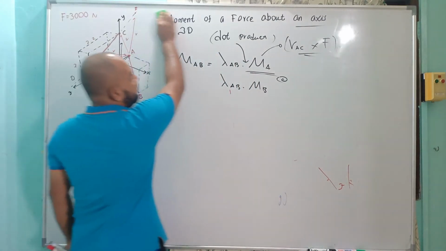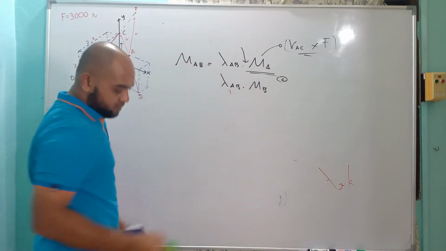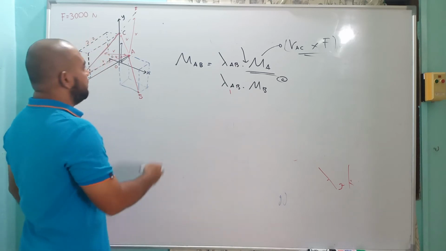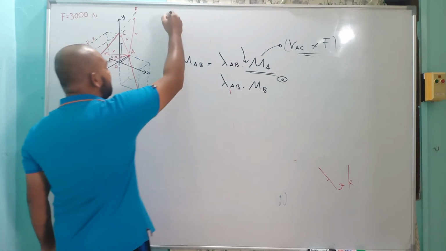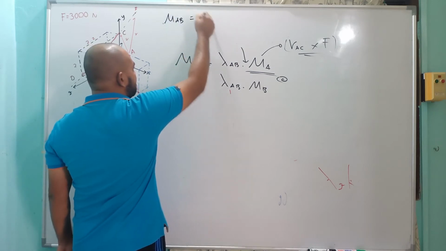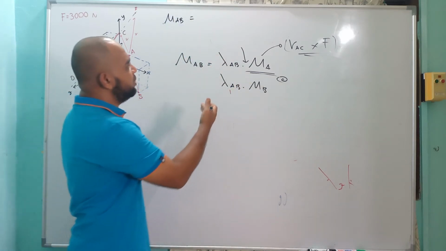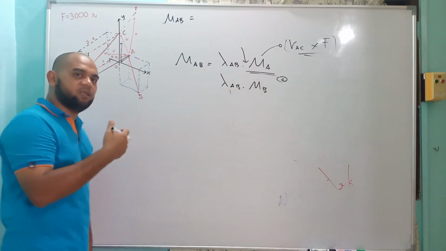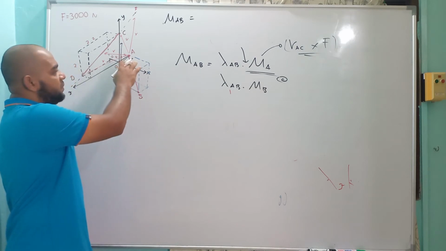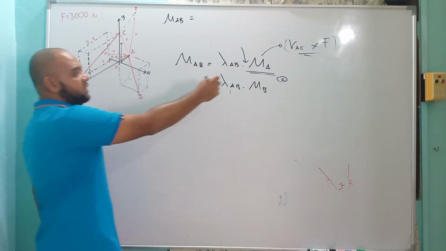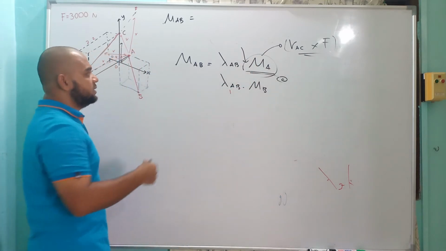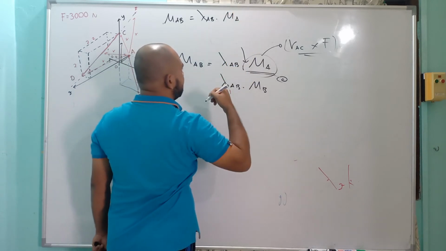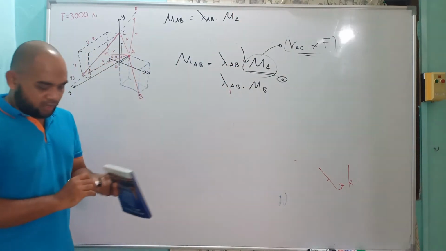Okay, so we want to use more space. What we will do is take the moment of AB. I will choose one of them: either lambda AB dot MA or lambda AB dot AB. But since we calculated it in the previous example using the moment about point A, I will stick with this one. We already have the answer for that one. So lambda AB dot MA.